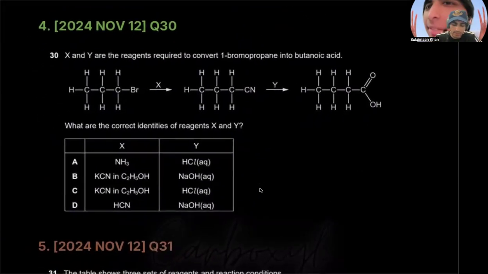Next question. Question 30. Read the question, guys. X and Y are reagents required to convert 1-bromopropane into butanoic acid. And see, you just look at the differences. If you look at this fella and this fella, what's the difference? You went from a haloalkane, a halogen atom, to a cyanide being added, to nitriles. You went from haloalkane to nitriles. How do you go from haloalkanes to nitriles?